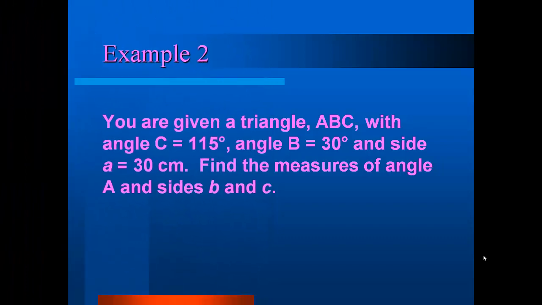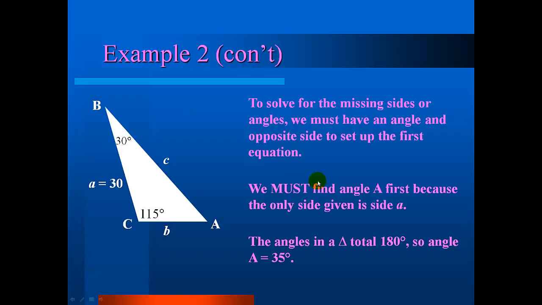Now let's look at another situation with angle, side, angle. You're given a triangle with angles of 115 degrees and 30 degrees, and a side that's included between the angles of 30 centimeters. Find the remaining measures within the triangle. So this is an angle, side, angle situation. And we don't, at first glance, have a side and an angle opposite first, so let's try to find an angle, especially angle A, so that we can at least have one pair of angle and opposite side.